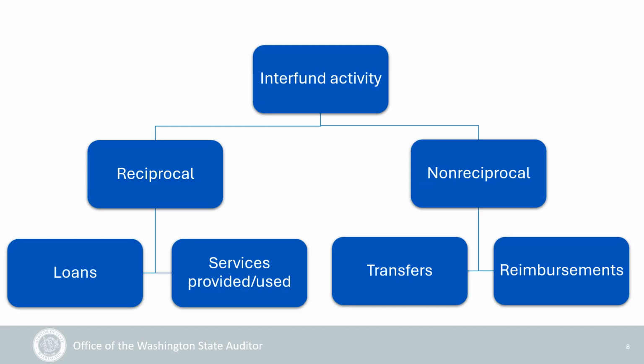Now that we know what interfund activity is, let's talk about the categories. Interfund activity is split into reciprocal and non-reciprocal categories. Reciprocal activity includes interfund loans and interfund services provided and used. Non-reciprocal activity refers to interfund transfers and interfund reimbursements. Before we dive into the accounting for each of the 4 types of interfund transactions, let's define reciprocal and non-reciprocal.